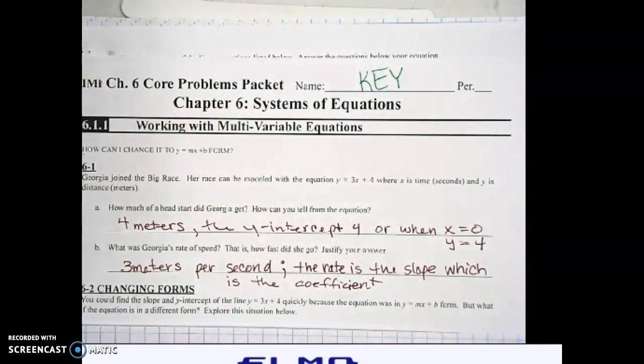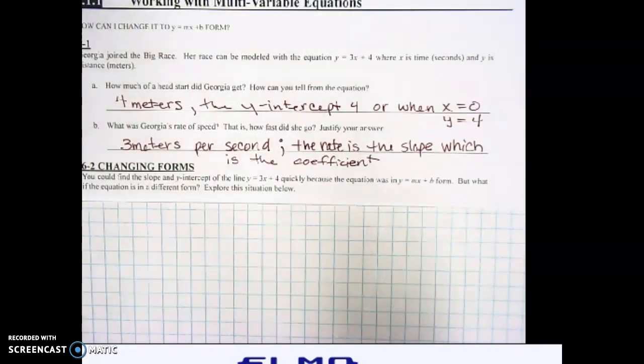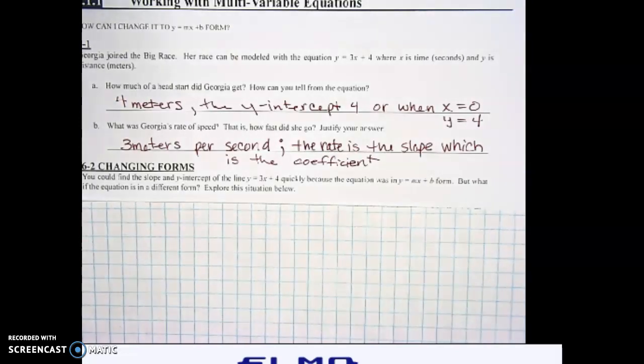Question 6.2 says, changing forms. You could find the slope and the y-intercept of the line y equals 3x plus 4 quickly because the equation was in slope-intercept form. But what if the equation is in a different form? Okay, we're going to explore what happens when you have a different form.